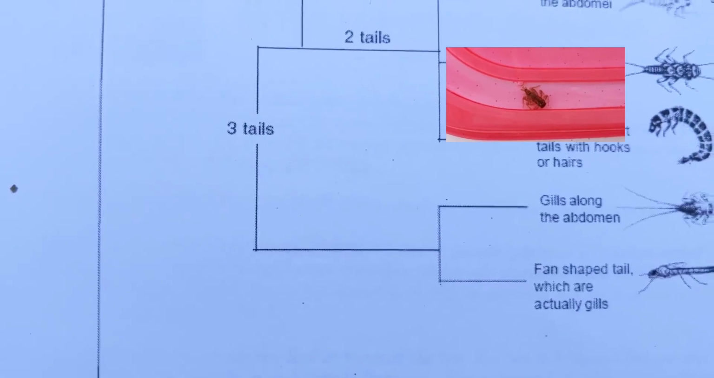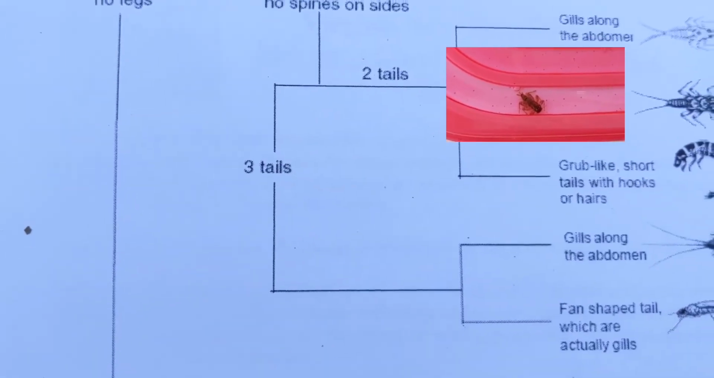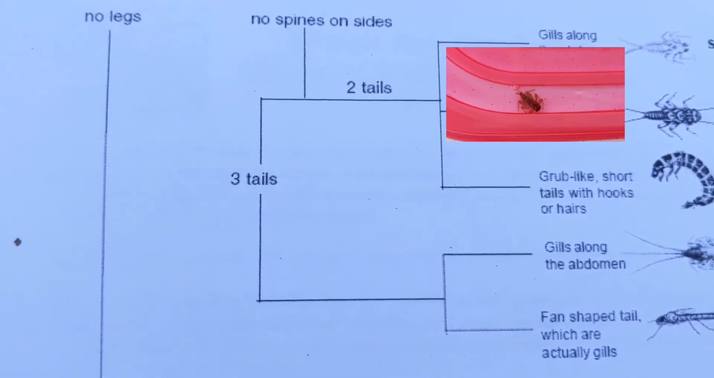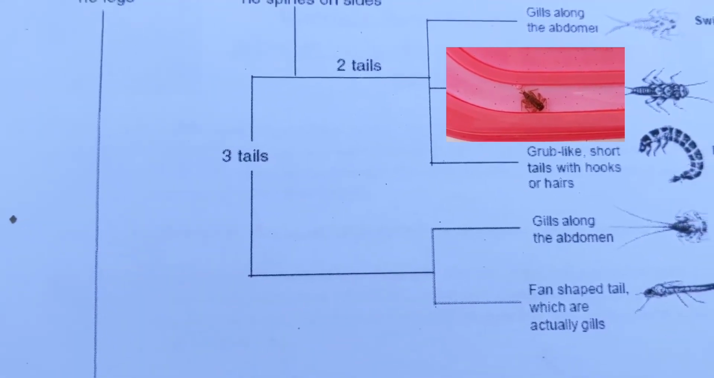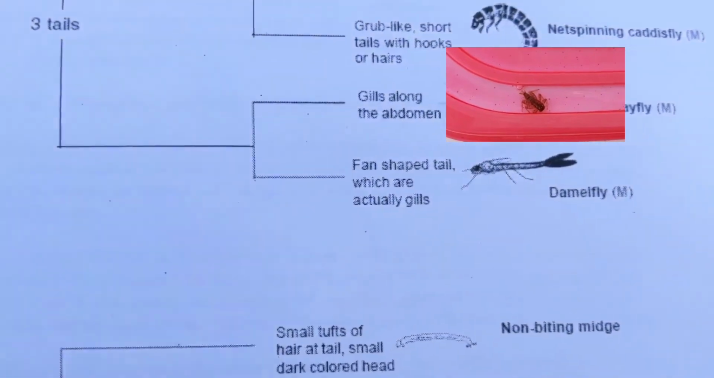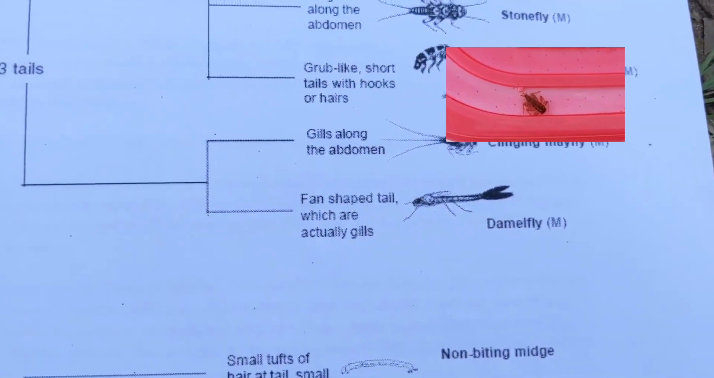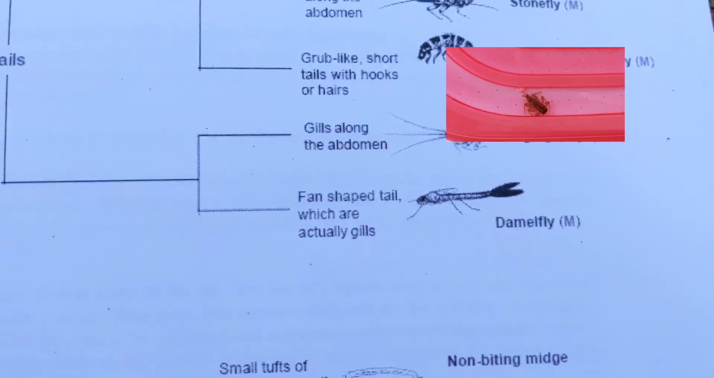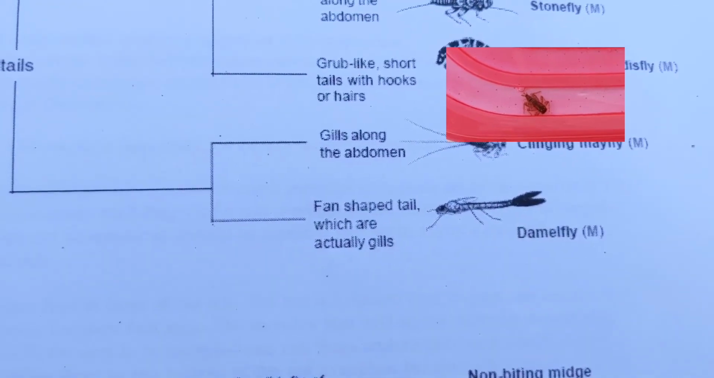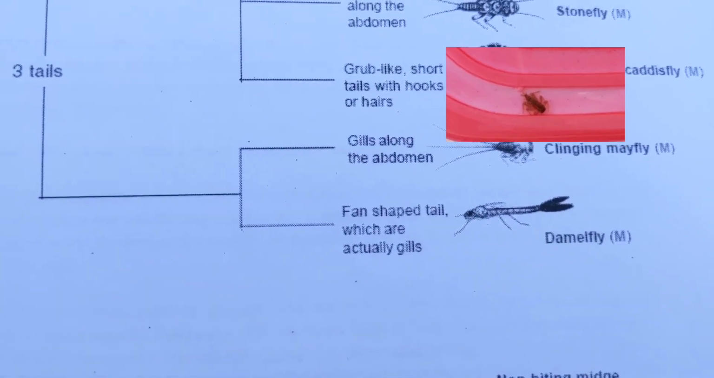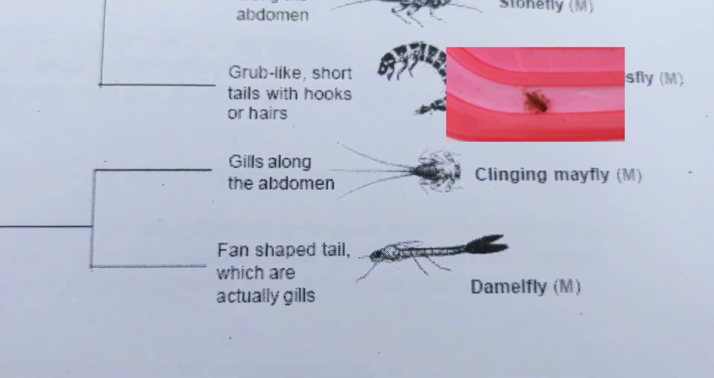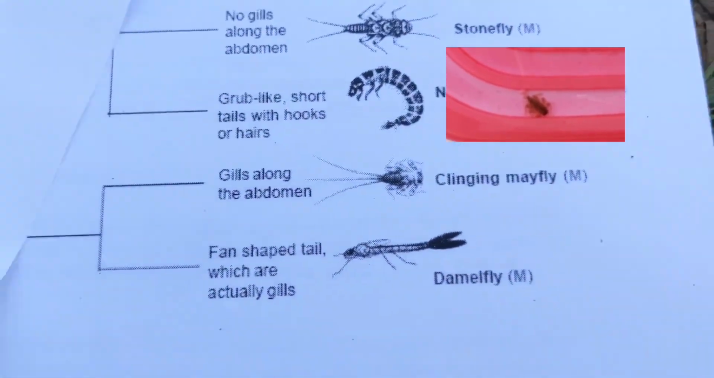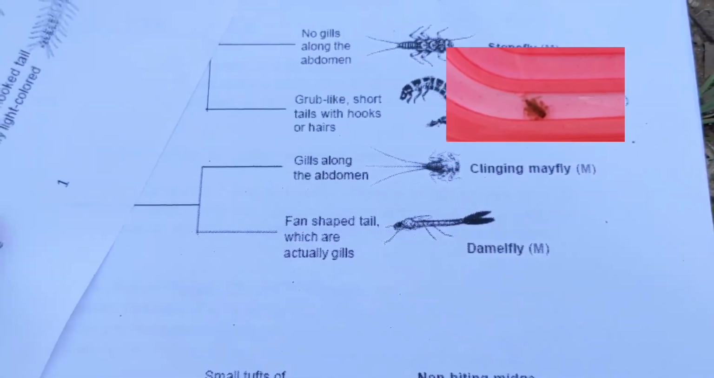Now, since the tails were broken off, it is hard to tell if it has 2 or 3 tails. But if you look very closely, you can see that there was once 3 tails. Now for the last one. Does it have gills along the abdomen, or does it have a fan-shaped tail, which are actually gills? Now, if you look at the picture, you can tell that that definitely looks like a mayfly. And that is true. We do have a mayfly here. We have a clinging mayfly.